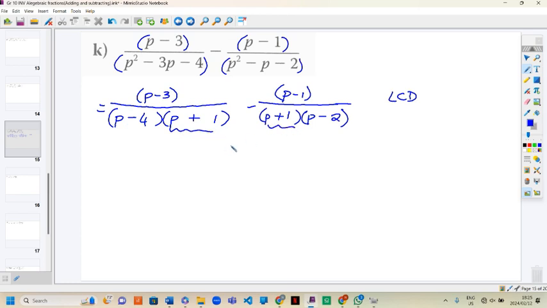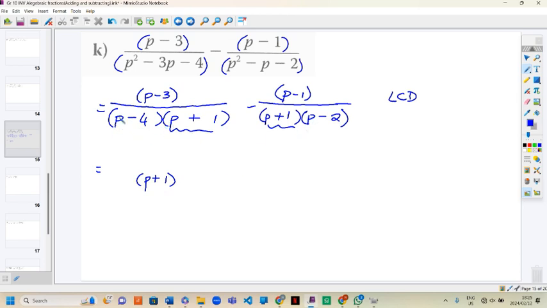Okay, when I see something's common, what do I do? Take the highest power down. Okay, which one's got the highest power? P plus 1 or p plus 1? They're exactly the same, so it doesn't really matter which one. So you just take p plus 1 down. Awesome. Okay, p minus 2, is that common? Is there a p minus 2 here? No. Okay, so what's left over in these two denominators?